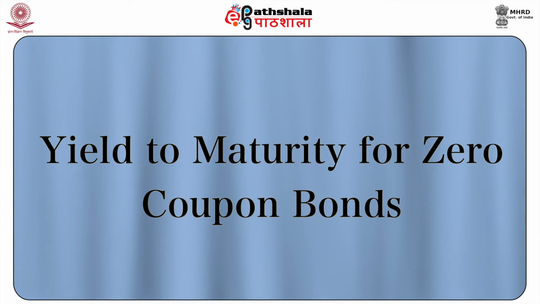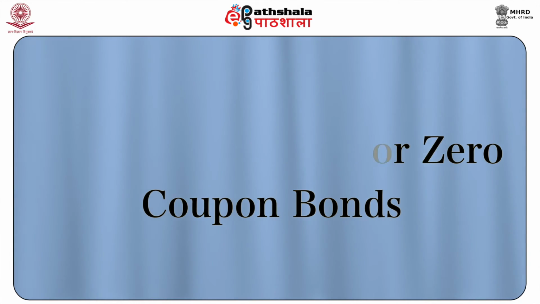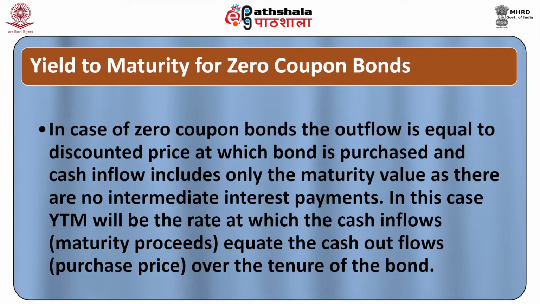Yield to maturity for zero coupon bonds. In case of zero coupon bonds, the outflow is equal to the discounted price at which the bond is purchased, and cash inflow includes only the maturity value as there are no intermediate interest payments. In this case, YTM will be the rate at which the cash inflows, that is the maturity proceeds, equate to the cash outflows, that is the purchase price, over the tenure of the bond.